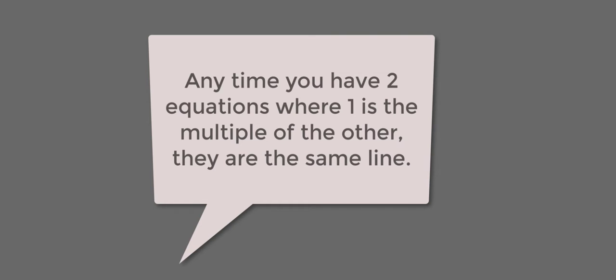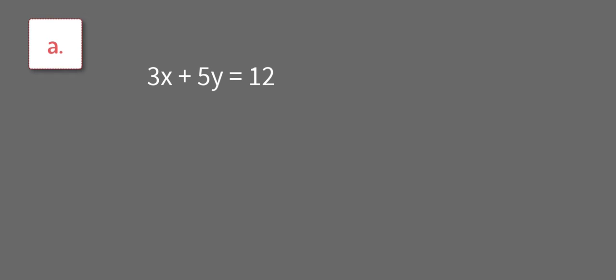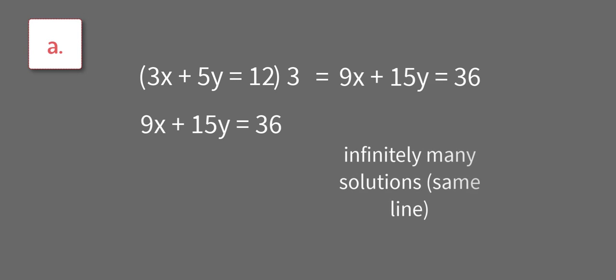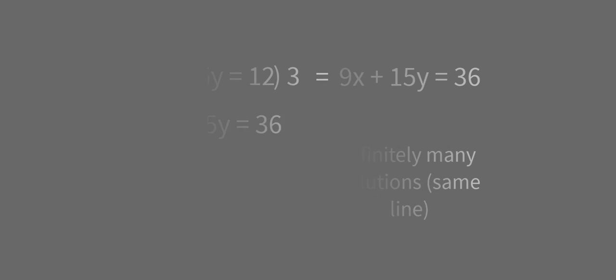the same line. So if you look at 3x plus 5y equals 12, and 9x plus 15y equals 36. If we multiply this first equation by 3, we get 9x plus 15y equals 36. So those equations represent the same line. And that's the point of showing you part A, is just to show you that when that's the case, you don't need to graph. You know it's the same line. All right, now moving on to part B.